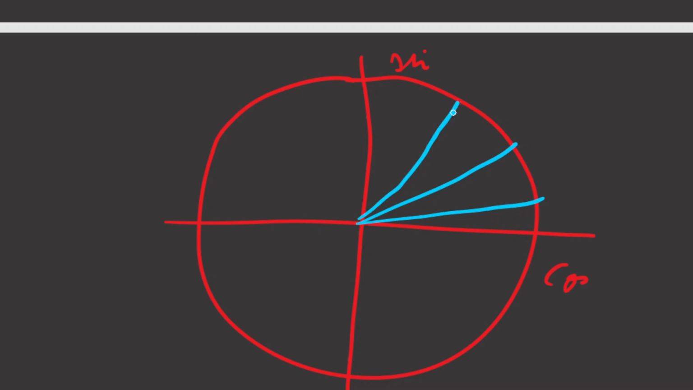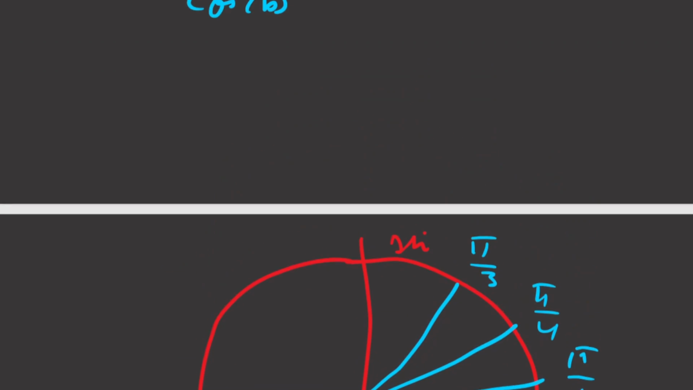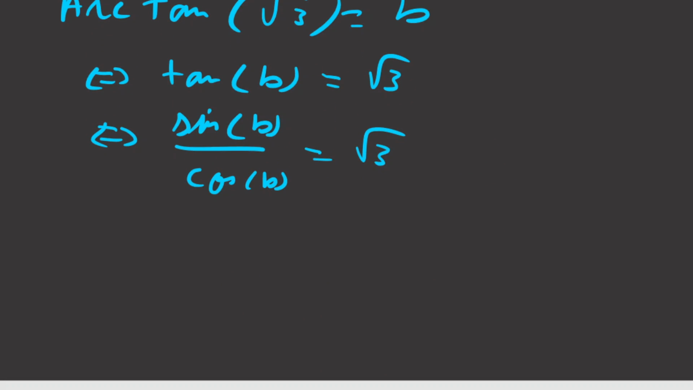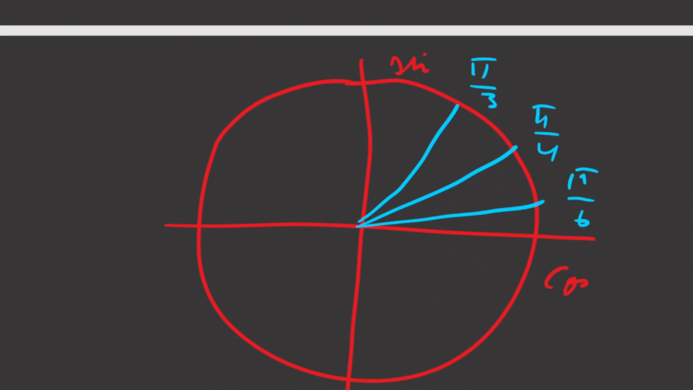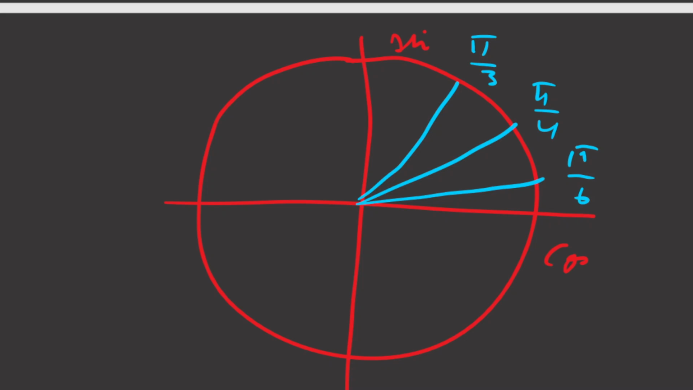So we have this, and this is pi over 6, and this is pi over 4, and this is pi over 3. So here's the logic. We need to find b so that when we plug in, we would find square root of 3. So the sine of b over cosine of b is equal to square root of 3. Alright, so let's write down the values so we can understand more.